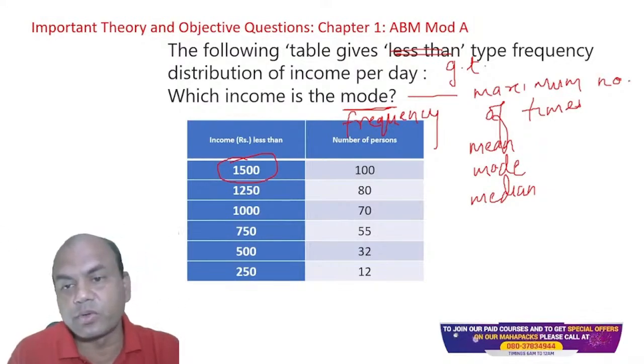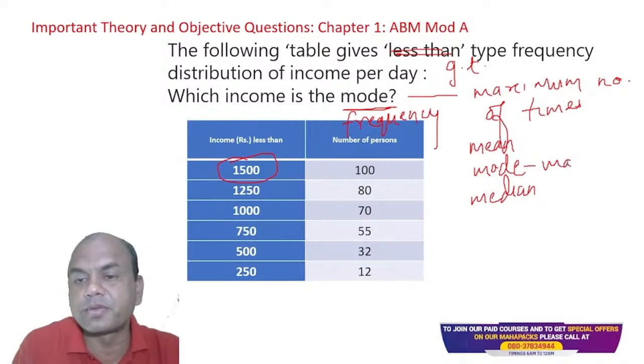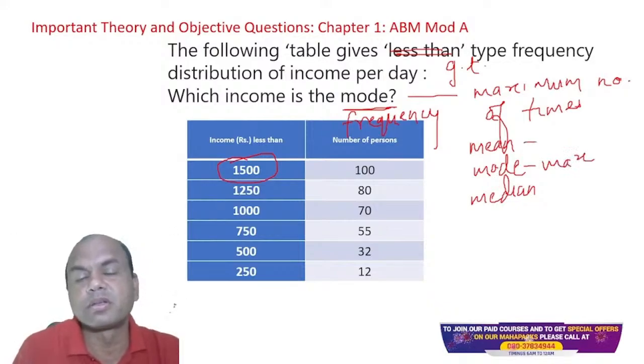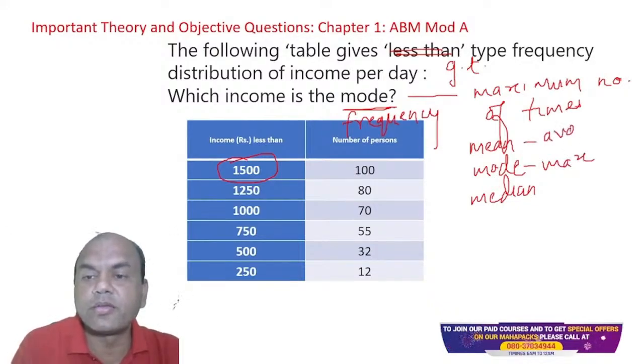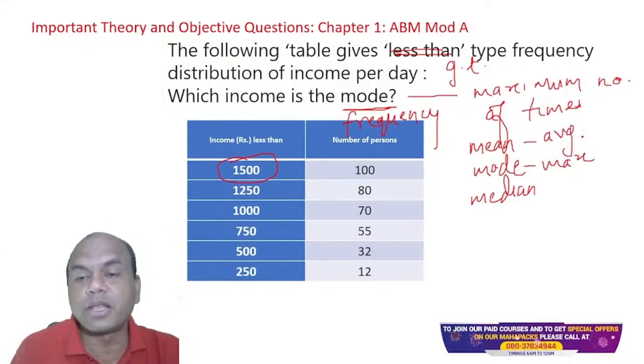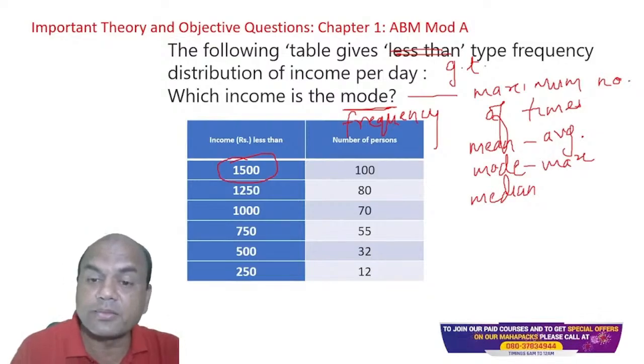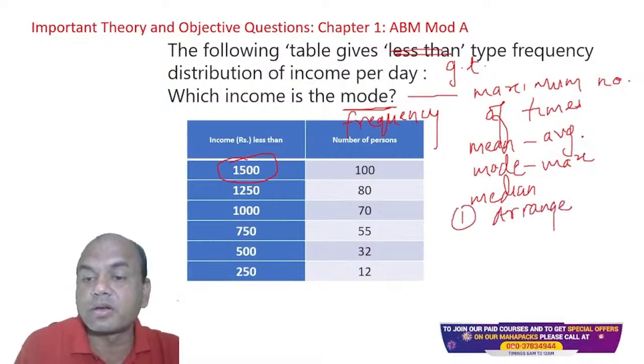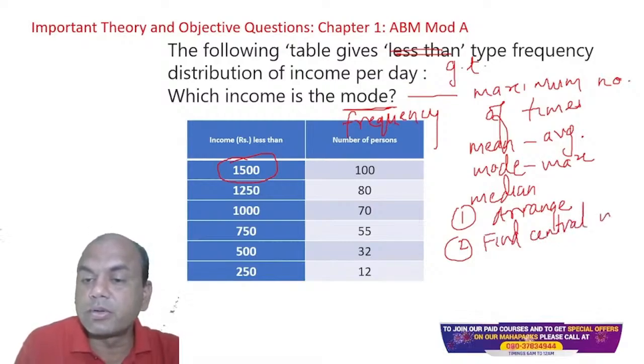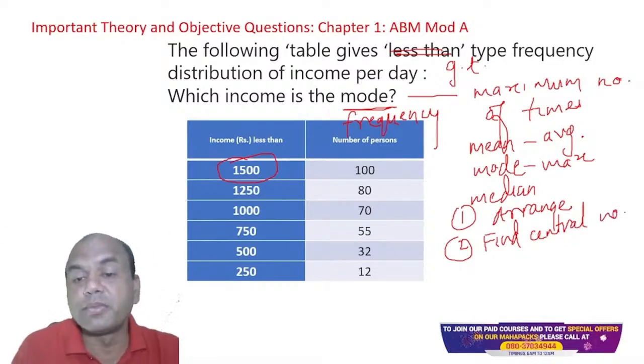See, mode, just now I told you, maximum number of times. Mean is average. Median means what? I'll arrange these numbers in serial order, either ascending or descending. There are two steps to median. First, arrange them in serial order. And then find the central number. So this is known as median.